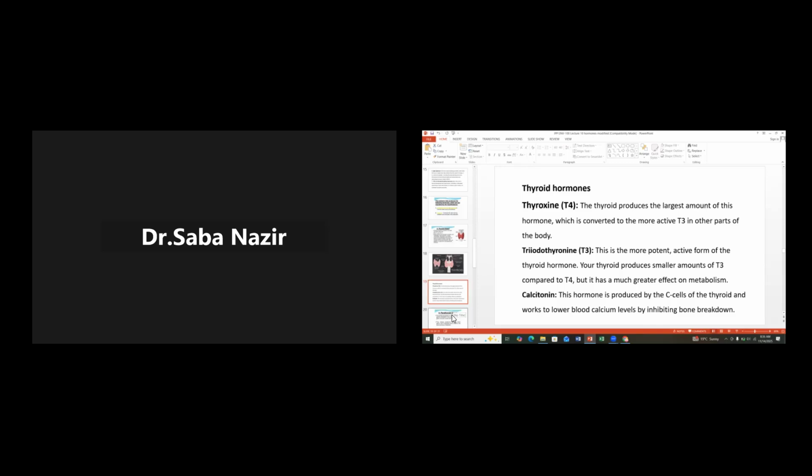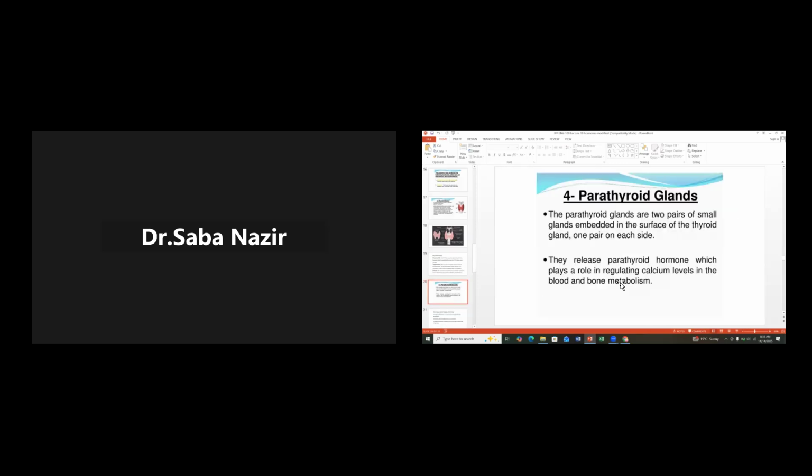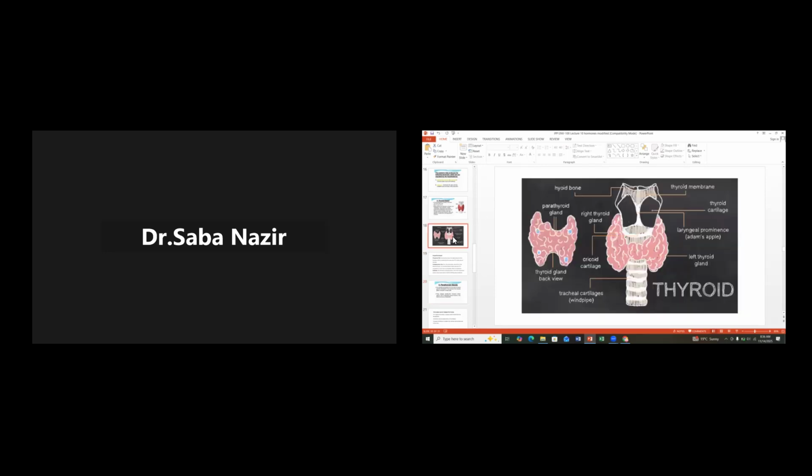Then the next hormone we are going to discuss is the parathyroid gland secretion. This parathyroid gland is embedded within the thyroid gland, and if we are observing the thyroid gland from the front, we cannot see it. We can observe the parathyroid gland from the back view. This is the front view. I cannot see any parathyroid gland. This is the back view. I can observe the parathyroid gland.